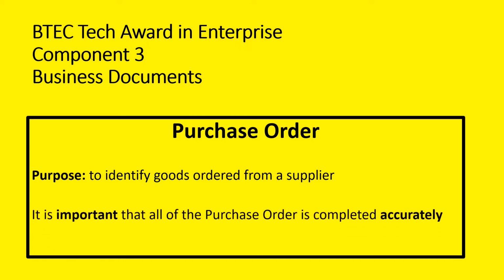It is really important that all parts of the purchase order are completed accurately. This is because we want the right goods. We don't talk to them, they get this piece of paper. We want the right goods. We assume we've got the price right. All of these different things must be on our purchase order. And we're going to look now at a purchase order and what goes on it.